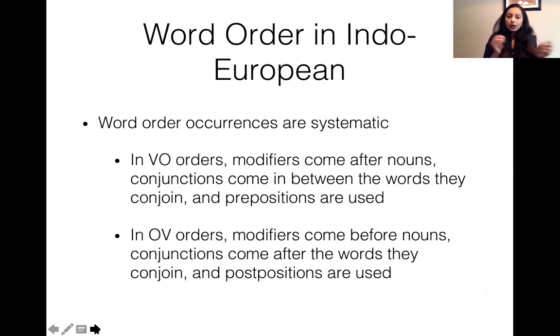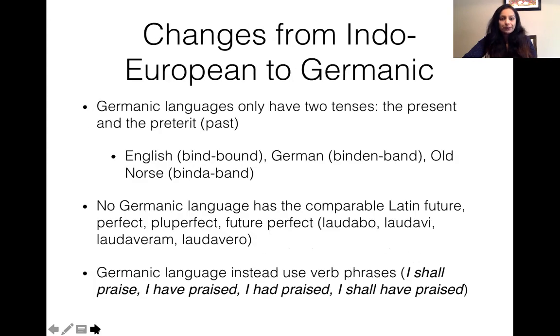Now, when you look at these VO and OV orders, you can see that in word orders such as SOV that we just saw, modifiers come before nouns, conjunctions come after the words that they conjoin, and postpositions are used. And then in VO orders like modern English, you have modifiers that come after nouns, conjunctions that come in between the words they conjoin, and prepositions are used. So these word order occurrences are pretty systematic across the language.